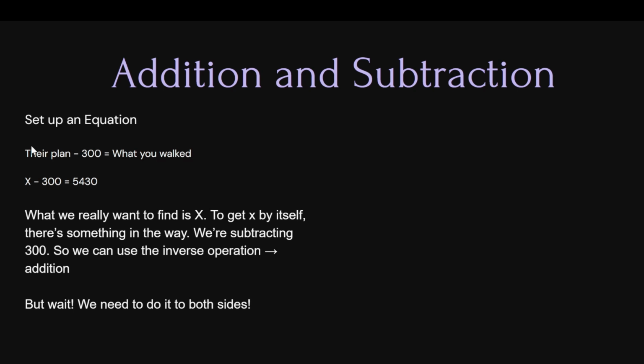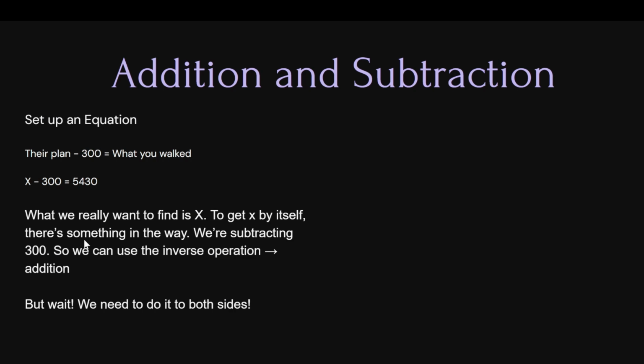So the way that we set up the equation is that we say their plan minus 300, right? Because they had to make it 300 steps less than their plan. So they subtracted 300 steps from their original plan. So all of that is what you actually walked because you guys had to match each other, like your promise says. So what we don't know is what their plan was. So that's going to be our x. So we can rewrite it as x minus 300 equals what you walked, which was that. And what we really want to find is x, right? We're looking for what their plan was.